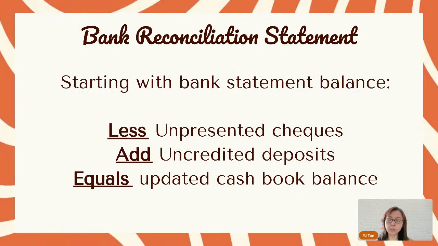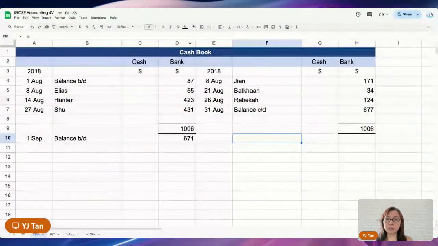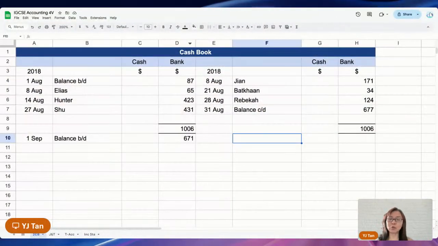You will find it is equal with the bank statement balance. There is another approach, where you start with the bank statement balance and less the unpresented checks and add the uncredited deposits. Then you will find that these two balances are equal. So these are the two approaches, and the example we will talk about uses the first method.